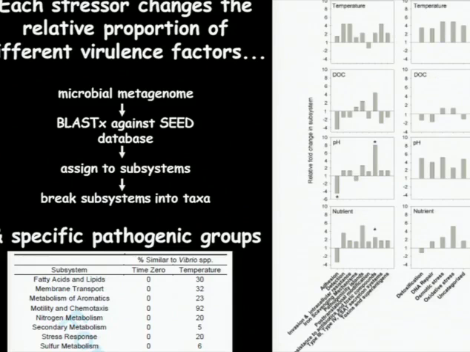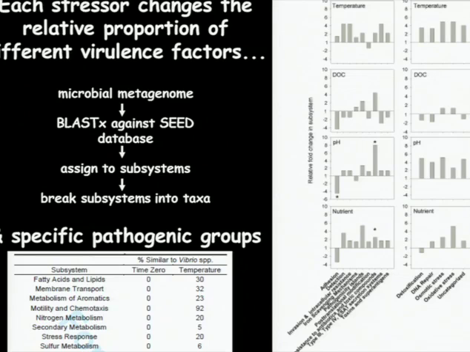What's more interesting isn't just that you see this switch towards these potential pathogens, it's that every one of the stressors does it in a different way. Going along here is the relative abundance of particular genes involved in virulence or in stress responses. Here are your nutrient treatments, pH, et cetera. And what you can see is that these patterns are different.